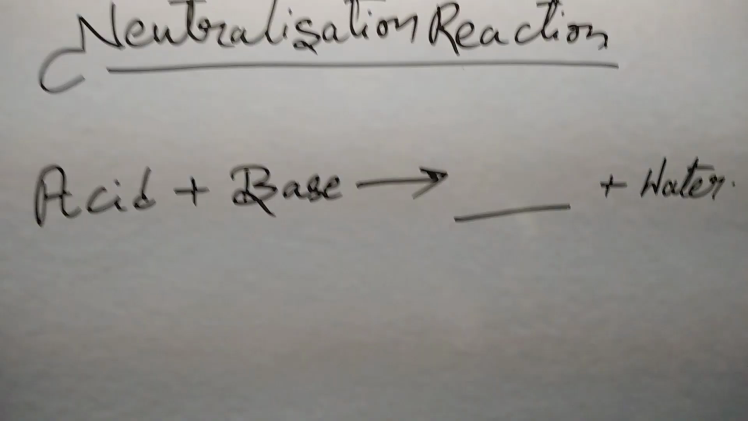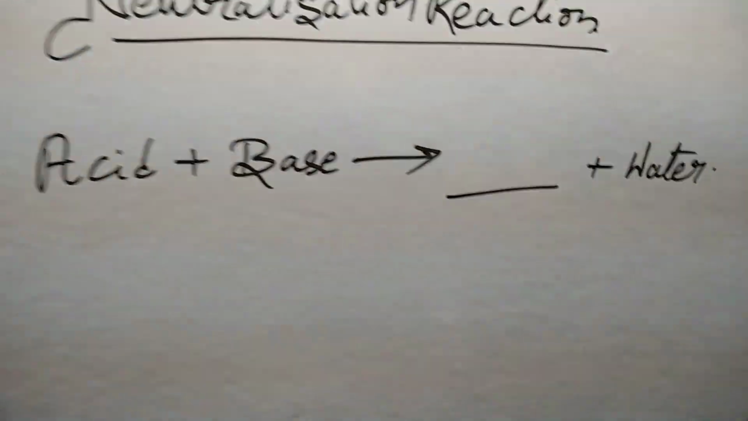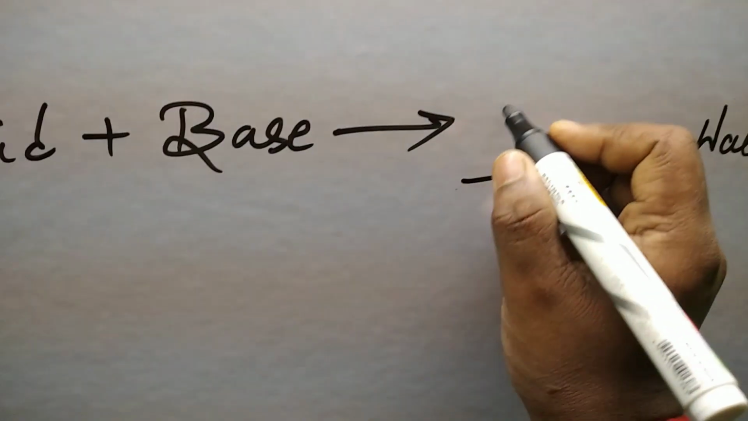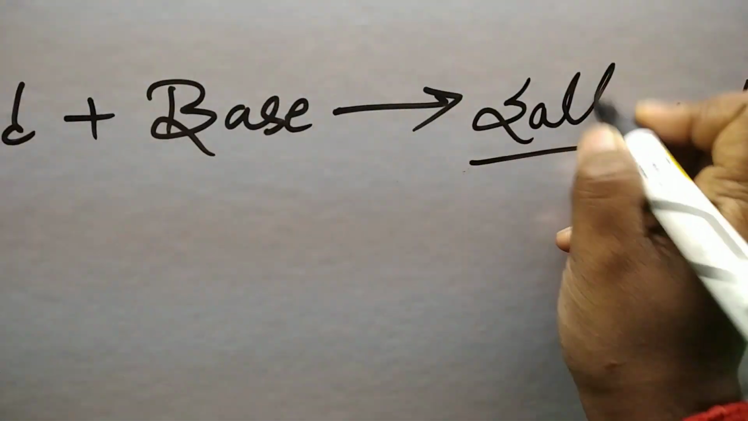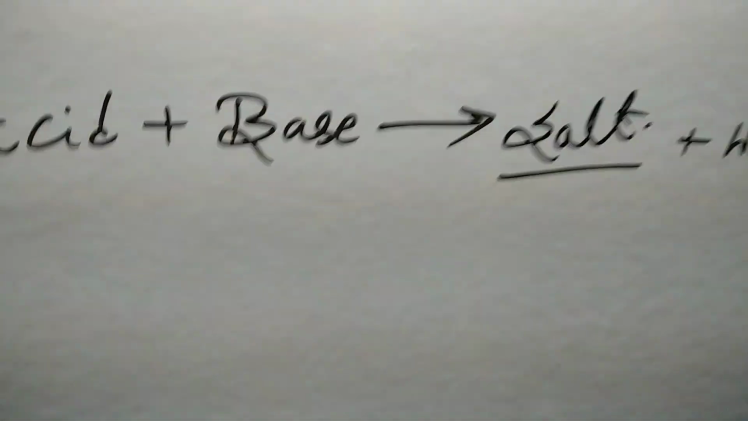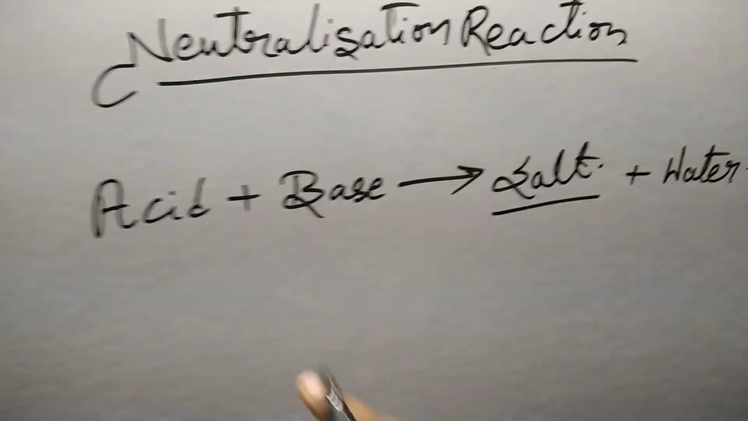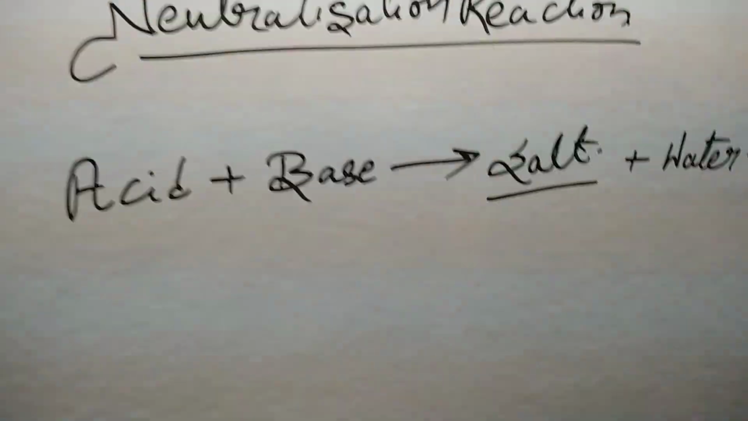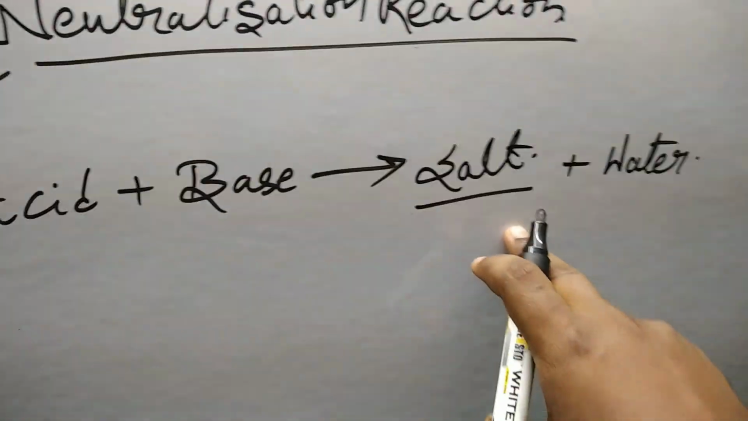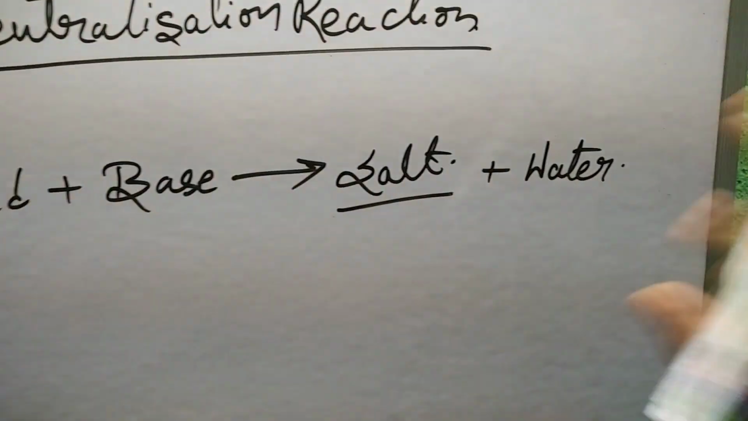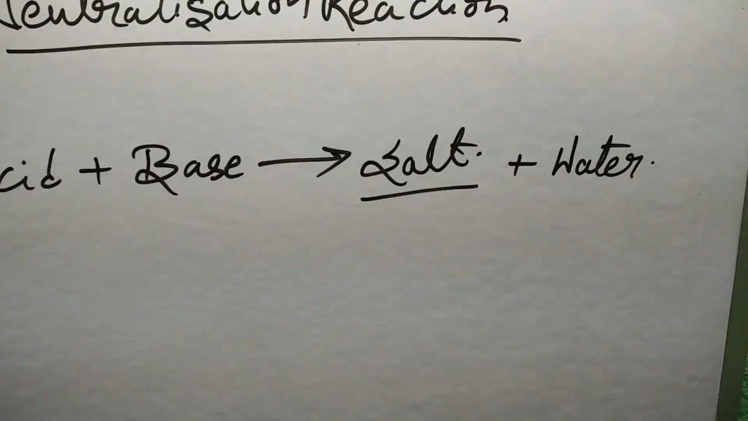But what product will it form? It will form nothing but salt. Salt will form. Okay students. So when acid reacts with base, it yields salt and water, with water as a byproduct.